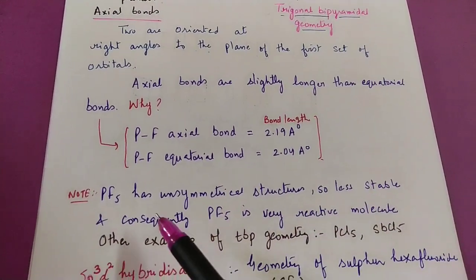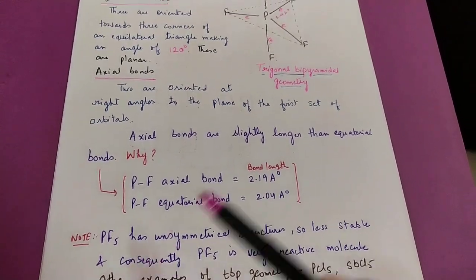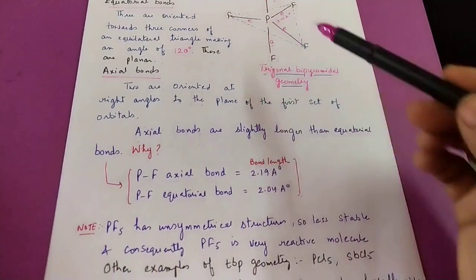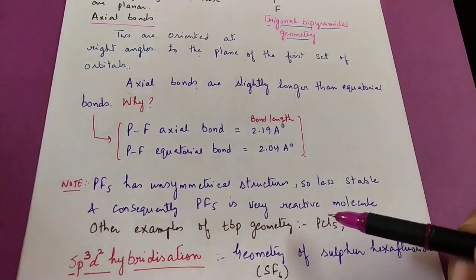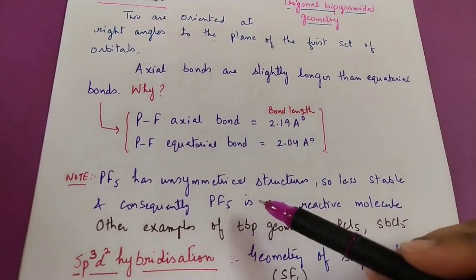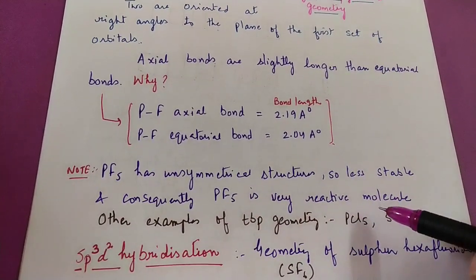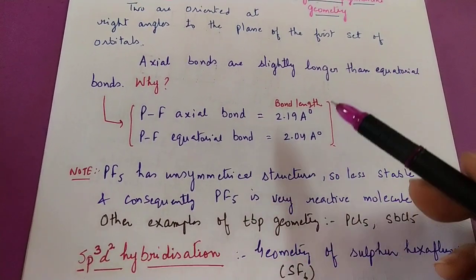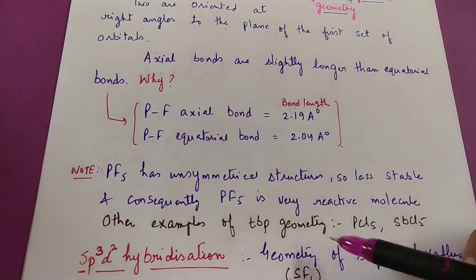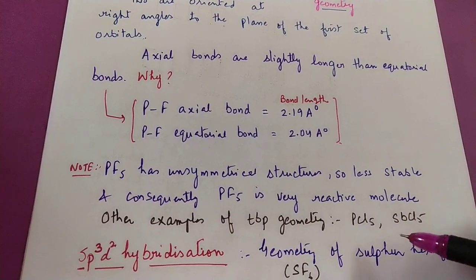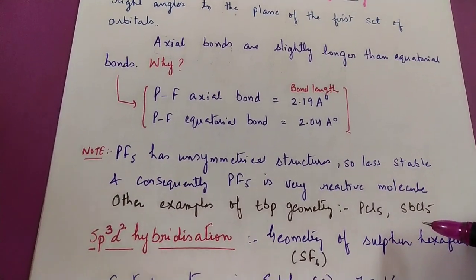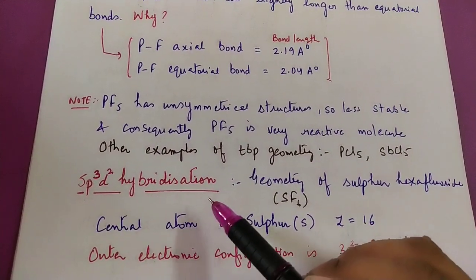Another thing about PF5: because 2 bonds are longer and 3 are shorter, it has an unsymmetrical structure. An unsymmetrical structure is less stable, which is why PF5 is a very reactive molecule. Other examples following such hybridization and trigonal bipyramidal geometry are PCl5 and antimony pentachloride, right?